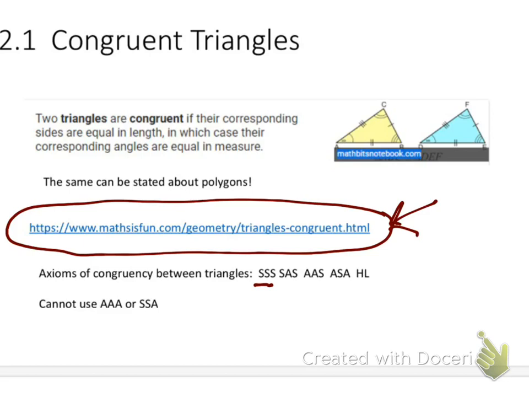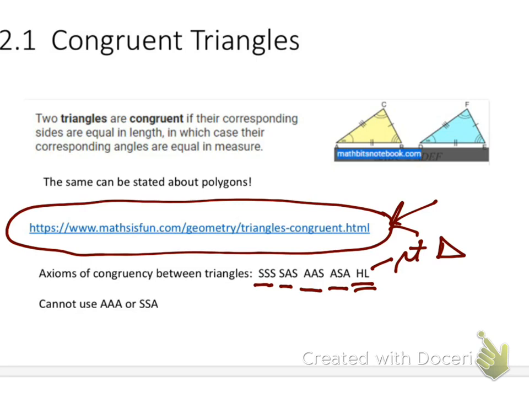So these are all triangles. Side, angle, side equals the other triangle's side, angle, side. Angle, angle, side equals the other triangle's angle, angle, side. Angle, side, angle equals the other triangle's angle, side, angle. And HL is reserved for right triangles, and that says that if the hypotenuse and leg of one triangle are equal to the hypotenuse and leg of the other triangle, they are congruent.